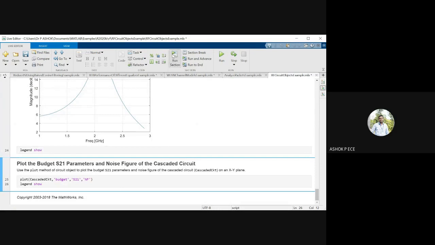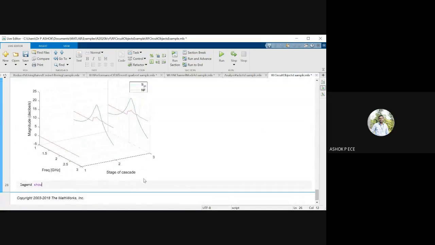Next one, I am plotting the noise figure. You know, this is your S21, this is your noise figure. The noise figure is an important parameter for any amplifier, and you know that noise figure is the SNR at the input over the SNR at the output. Ideally, the noise figure has to be 1. The noise figure value should be 1.